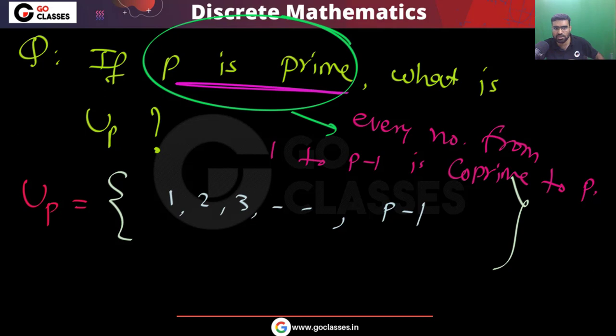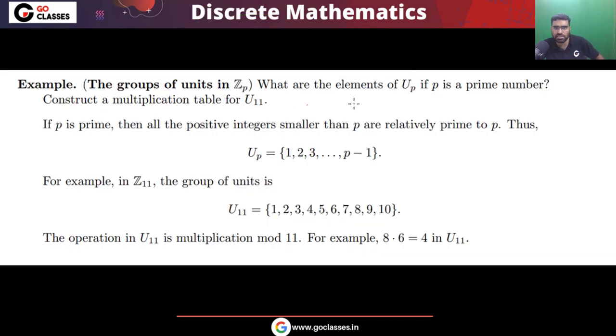So for example, UP will be 1 to P minus 1. For example, what is U11? U11 will be 1, 2, 3, 4, 5, 6, 7, 8, 9, 10. U11 will be from 1 to 10. Now, this is the summary of Un.